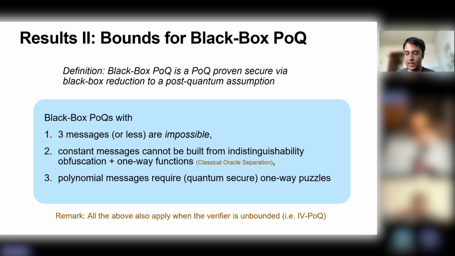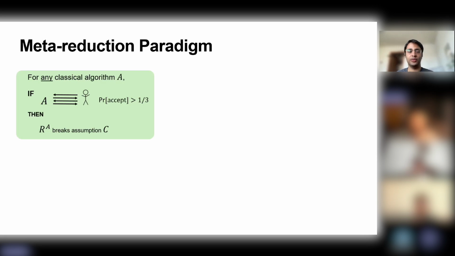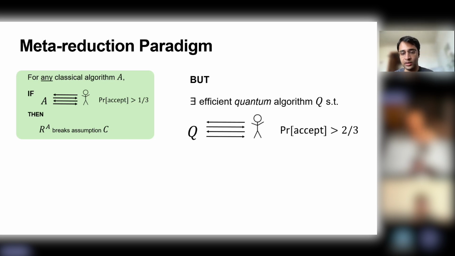Okay, so let's look into, not really the full result, but the basic idea that all of these or most of these stem from. And that is the paradigm of meta reductions. Recall that we have this reduction R. It takes any classical algorithm, uses it to break the assumption, and for any classical algorithm breaking the proof of quantumness, the reduction will work. However, also recall, because this is a proof of quantumness, the honest quantum prover does have to succeed, right?